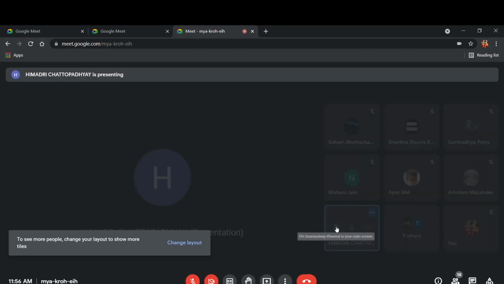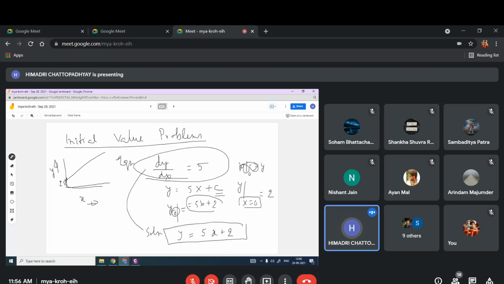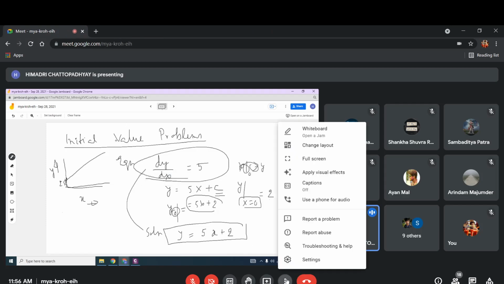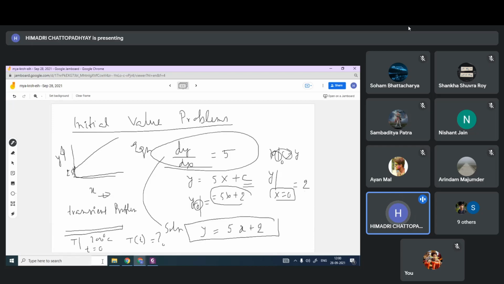The slope, the value at x equal to 0, so that is an initial value problem. This is a very simple idea, particularly for transient problems. Say you have a rod at 200 degrees Celsius at time t equal to 0, and you want to know how it is evolving in time at time t. So again, it is an initial value problem from a heat transfer perspective.